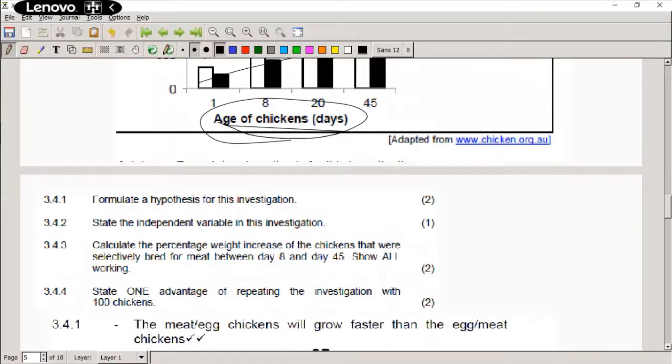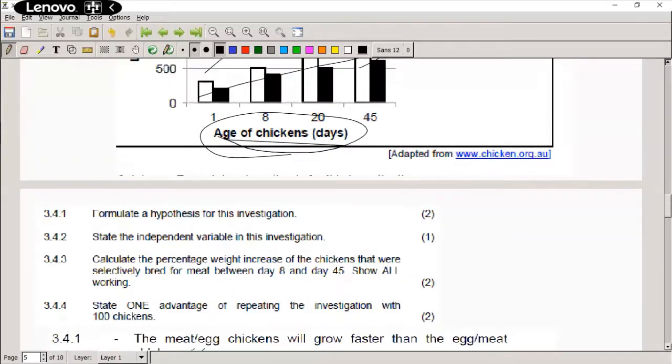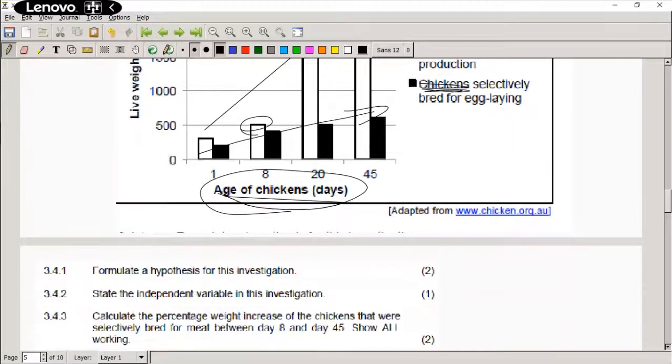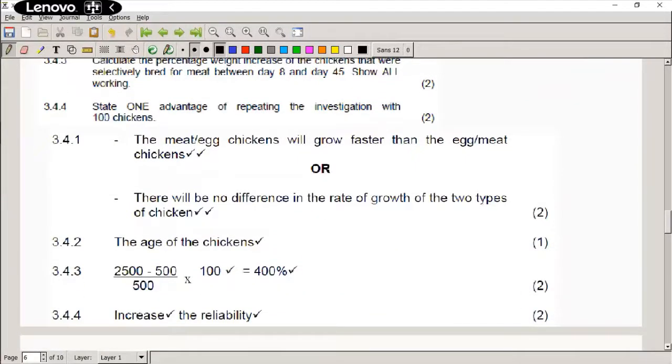Calculate the percentage weight increase of the chickens that are selectively bred for meat between day 8 and day 45. Show all workings. So you read from day 45, 2,500 grams, and then you read day 8, 500 grams. 2,500 minus 500 grams should give you 2,000 grams. But you need to calculate the percentage. So you take the 2,500 minus the 500, so you get 2,000. You divide it by what you started with, the 500. You times it by 100, and the increase was 400%.